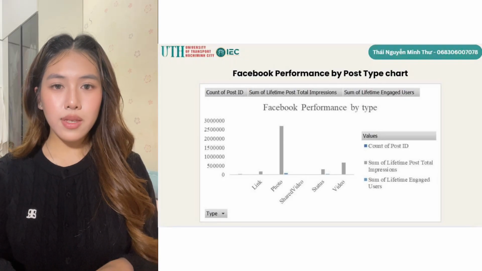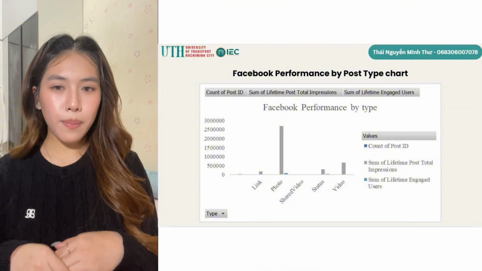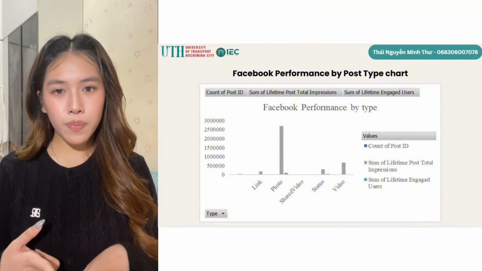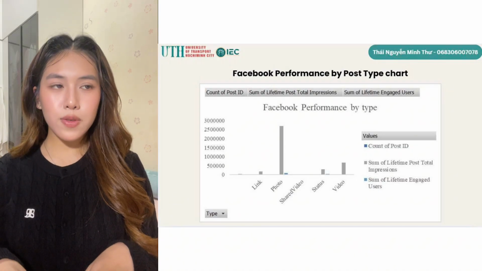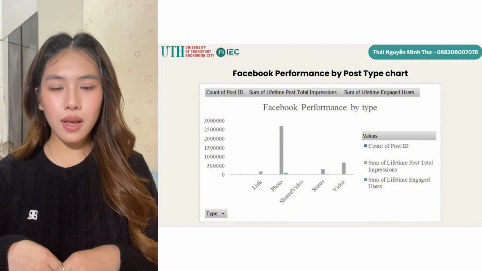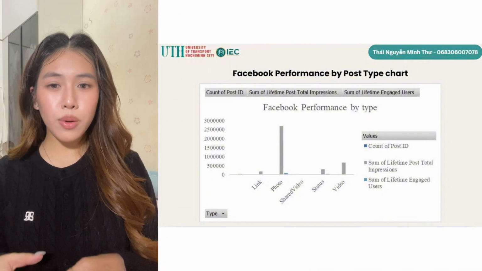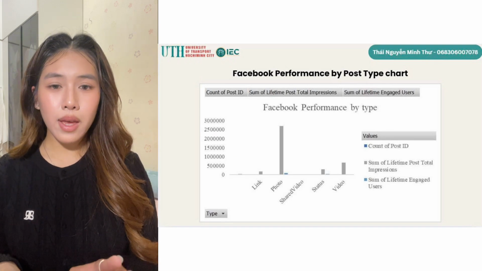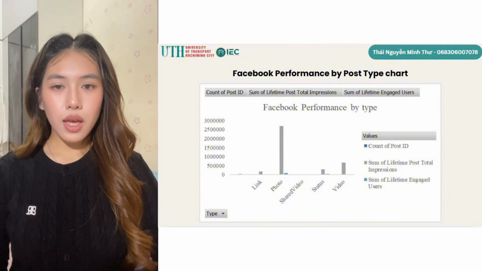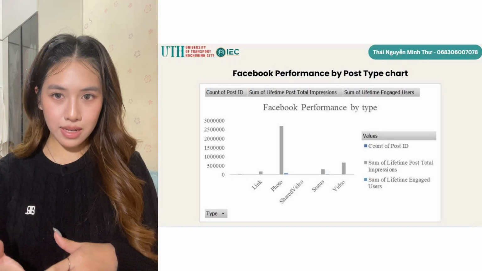However, impressions are only one part of performance. When we compare engagement, we can see that status and video posts perform much better relative to the number of posts published. This tells us an important marketing lesson. The content that reaches the most people is not always the content that creates the strongest interaction. Different business goals require different content strategies.